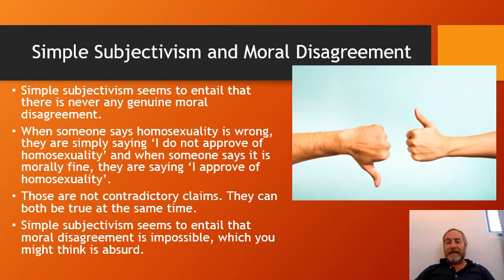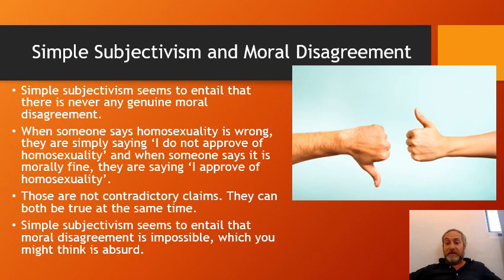So it turns out, when we apply the translation scheme of simple subjectivism to our language, what initially on the surface sounded like contradictory claims, X is right, X is wrong, turn out to be totally consistent claims. I like X, I don't like X, right? That's not a contradiction. Two different people can like or not like something, right? It's not the same as saying the world is round, the world is flat, right? So what that means is there are never moral disagreements, according to simple subjectivism.